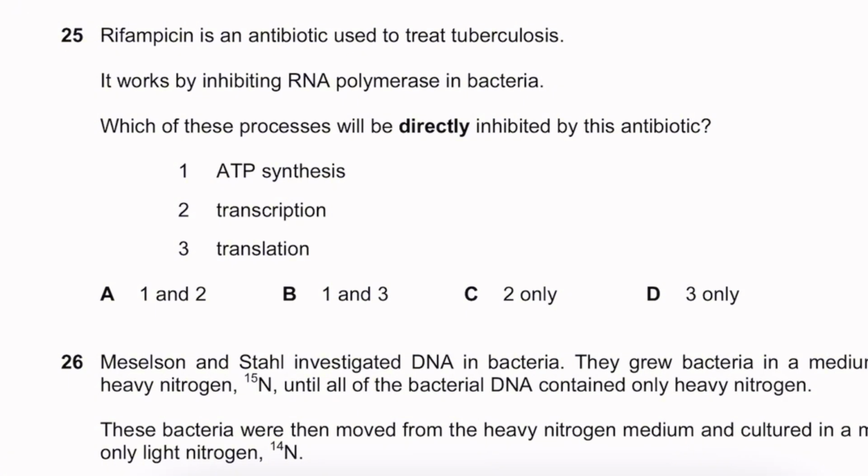Rifampicin is an antibiotic used to treat tuberculosis. It works by inhibiting RNA polymerase in bacteria. Which of these processes will be directly inhibited by this antibiotic?